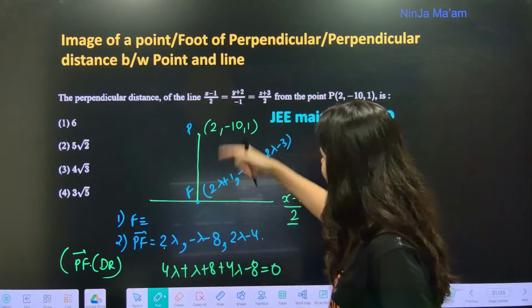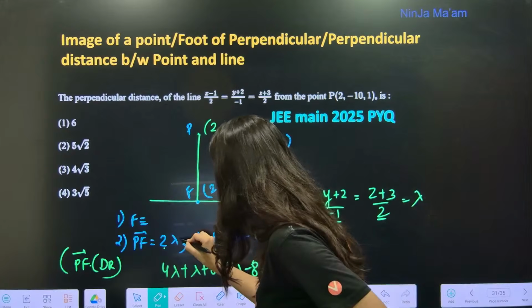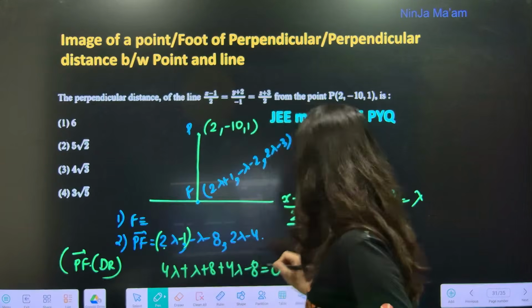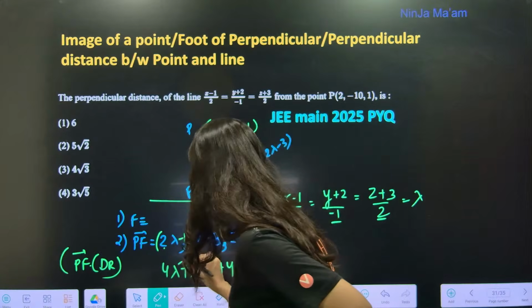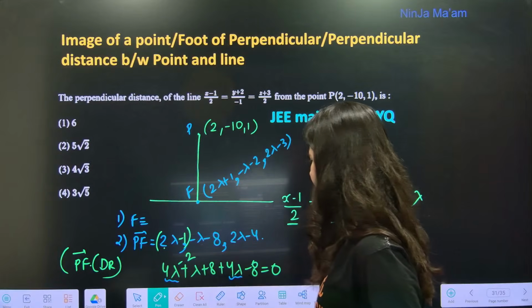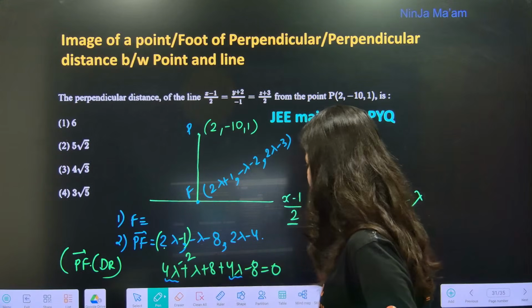Sorry, 2 lambda plus 1 minus, so this is minus 1, right? PF is 2 lambda minus 1. So 2 lambda minus 2, 4 lambda minus 2. Now it's correct. So now 4 lambda plus 4 lambda, 8 lambda. 8 plus 1, 9 lambda.